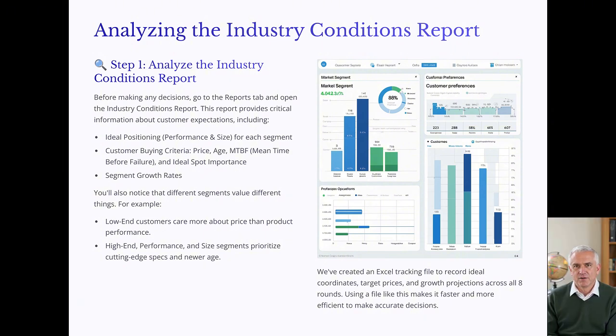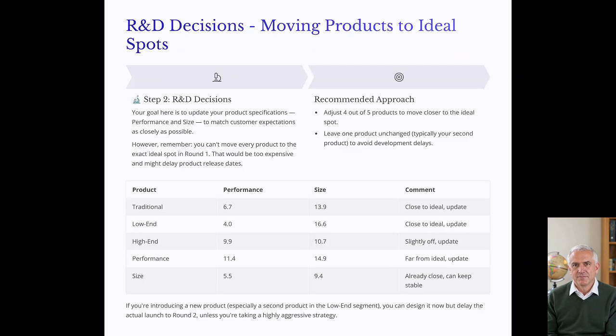Step 2. R&D decisions, moving products closer to the ideal spot. Now, let's move to research and development. Your goal here is to update your product specifications, performance and size, to match customer expectations as closely as possible. However, remember, you can't move every product to the exact ideal spot in Round 1. That would be too expensive and might delay product release dates.